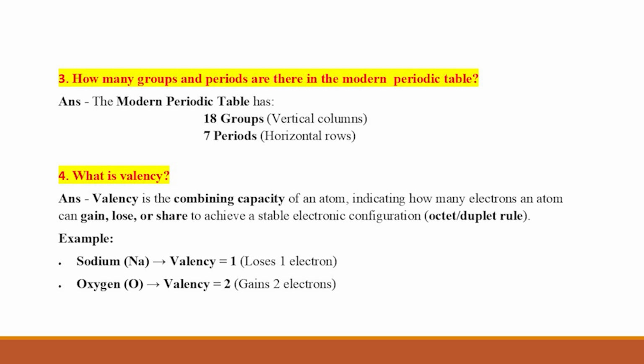4. What is valency? Answer. Valency is the combining capacity of an atom, indicating how many electrons an atom can gain, lose, or share to achieve a stable electronic configuration, the octet-duplet rule. Example: Sodium, Na, valency is equal to 1, loses 1 electron. Oxygen, O, valency is equal to 2, gains 2 electrons.